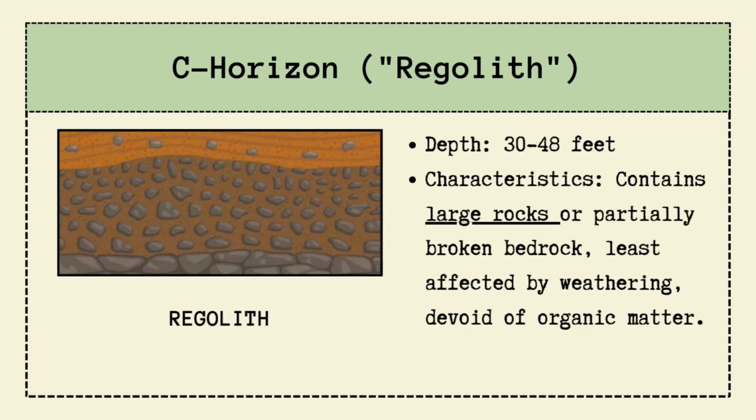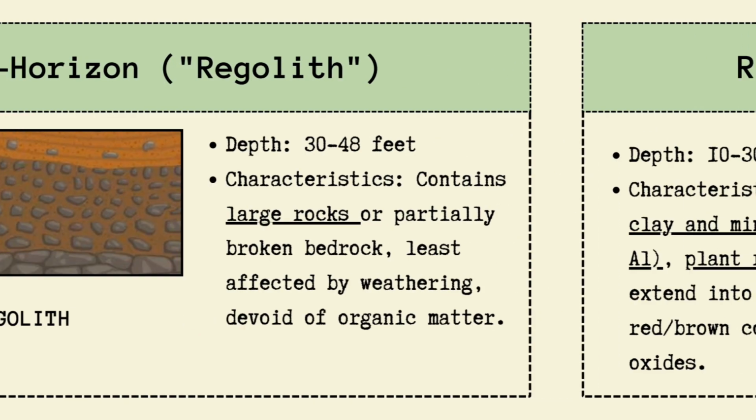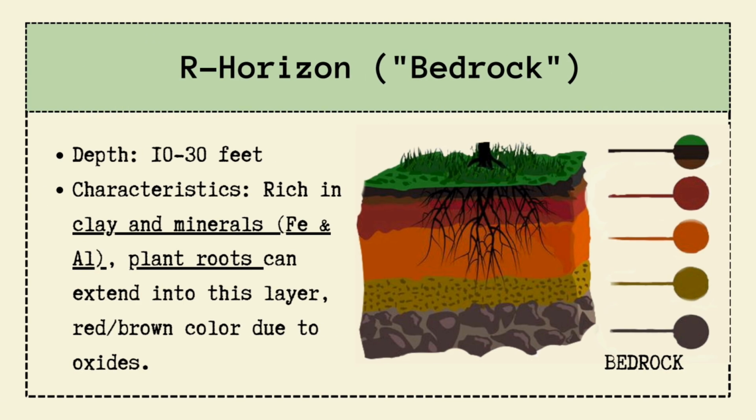C horizon or regolith. It has a depth of 30 to 48 feet. The C horizon or regolith is the layer beneath the B horizon and above the R horizon. It consists of slightly broken up bedrock. Furthermore, plant roots do not penetrate to this layer. R horizon or the bedrock. It is the lowest layer with a depth of 48 plus feet. It is the consolidated and coherent layer that forms the bottommost layer of the soil profile.